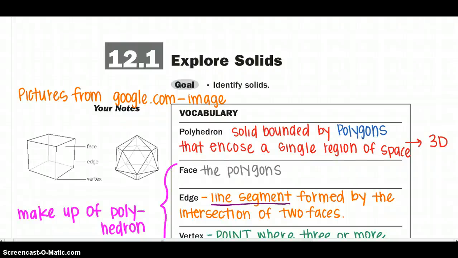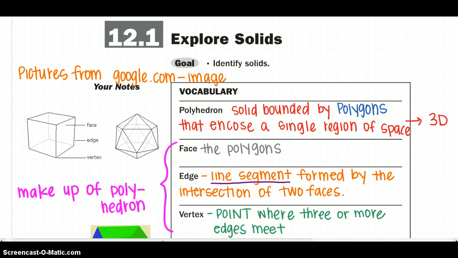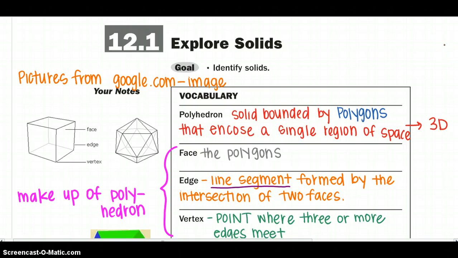Welcome back to chapter 12, where we are going to get into what you call, or what you think you call, geometry. So we're going to keep going with shapes, and we are going to explore solids today. So going quickly through our vocabulary, just to refresh some terms you may already know. We are going to work with polyhedrons today, and those are known as solids bounded by polygons, and that's a key word there, that enclose a single region of space. In other words, we are working with 3D objects now.